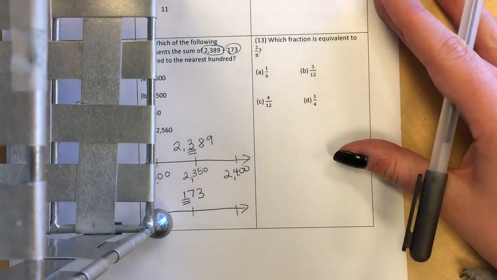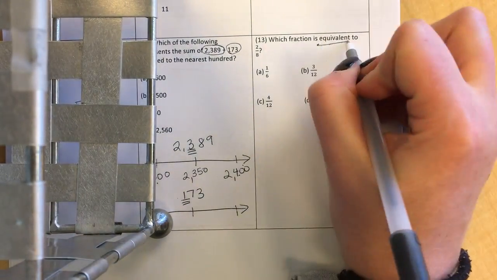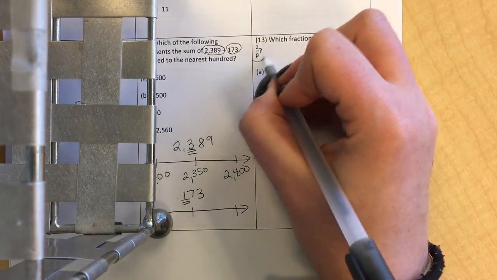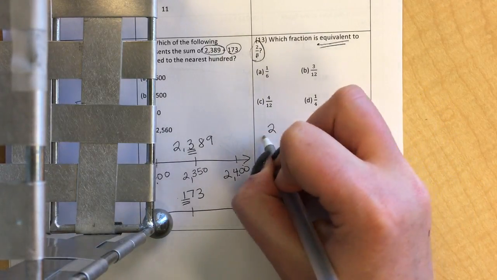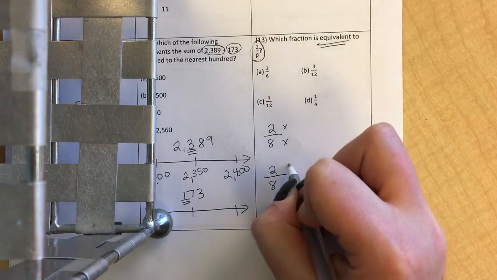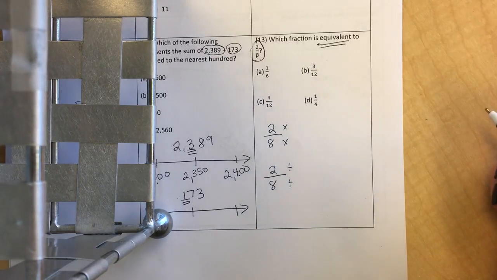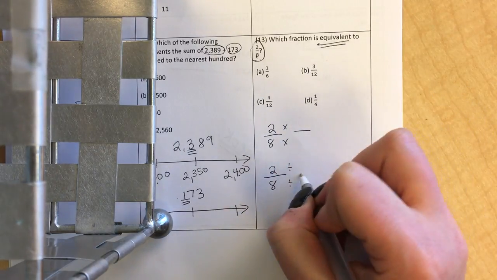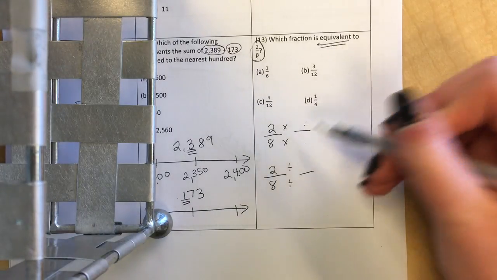Number 13, which fraction is equivalent to 2/8? So again, we can use multiplication or we can use division to find equivalent fractions. We just need to make sure we're multiplying and dividing by the same number over itself.